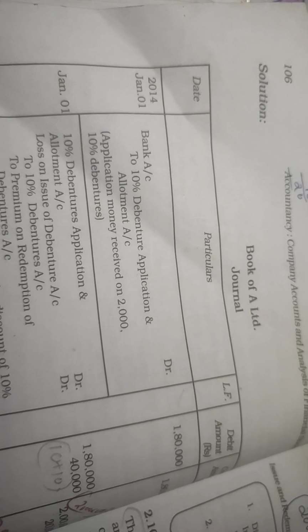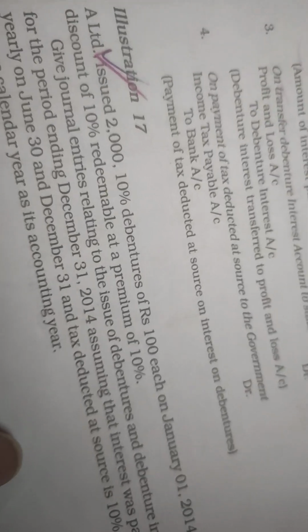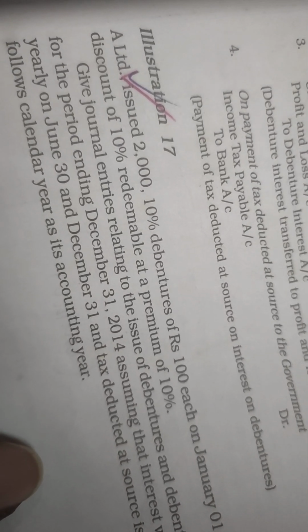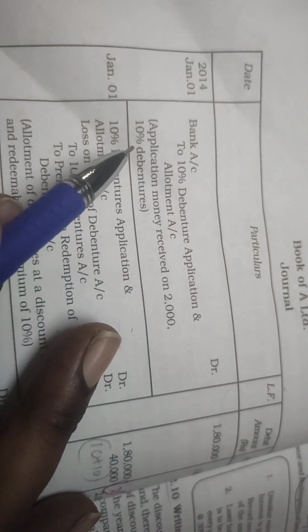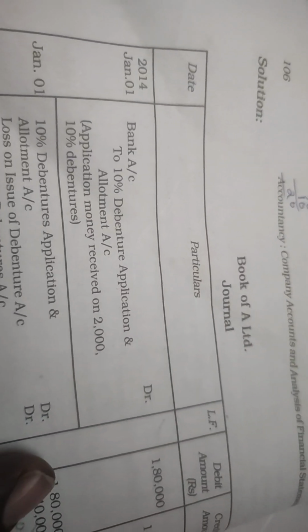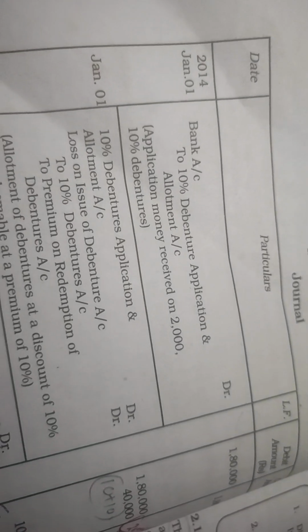Here in the date column, the first entry will be on 1st January 2014. Its date is given. On this date, the issue of debentures is made. The first journal entry is regarding the application money received on the issue of debentures. The journal entry is bank account debited to 10% debenture application and allotment account.